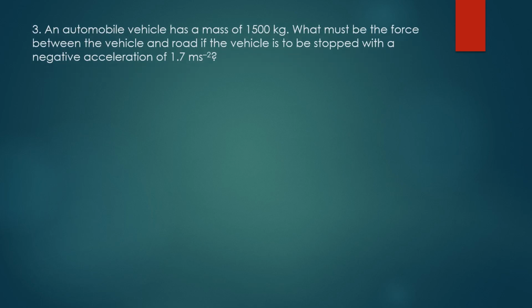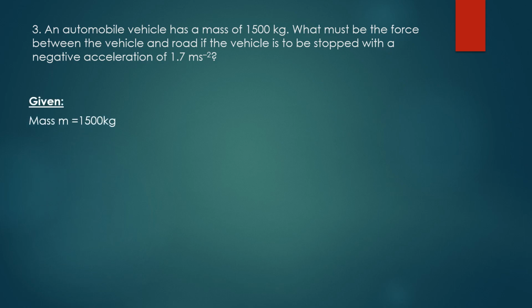Third problem. An automobile vehicle has a mass of 1500 kg. What must be the force between the vehicle and road if the vehicle is to be stopped with a negative acceleration of 1.7 meter per second square? So it's a very simple formula, just direct substitution. Mass they have given and acceleration they have given, so we have to just find the force.